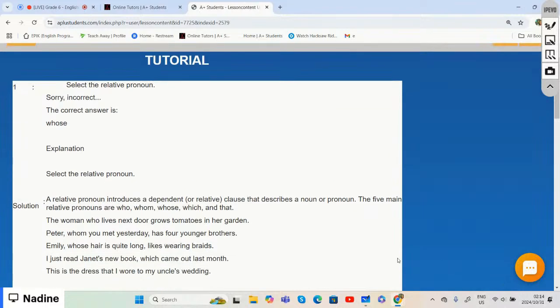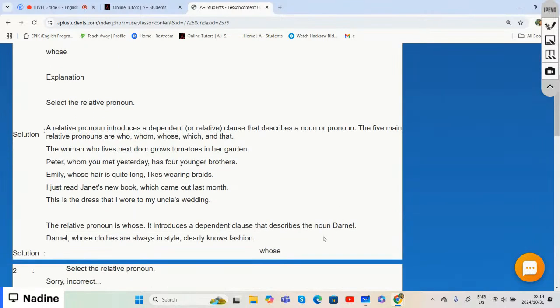All right. And remember, we said with our relative pronouns, we have five main common relative pronouns. The five relative pronouns are words like who, whom, whose, which, and that. A relative pronoun introduces a dependent or relative clause that describes a noun or a pronoun. And we use those five relative pronouns to describe the noun or a noun phrase by using who, whom, whose, which, and that.